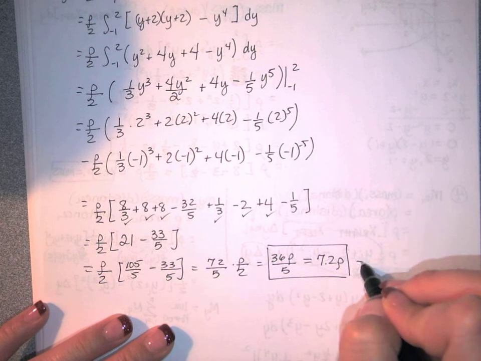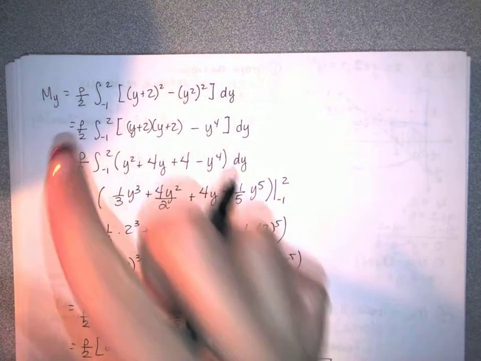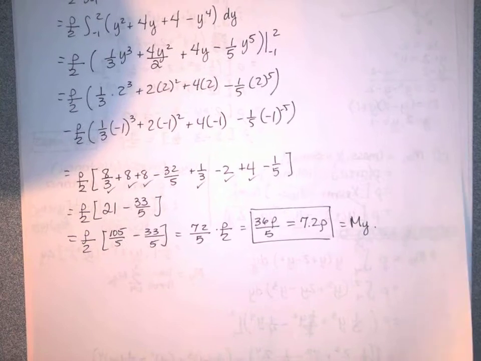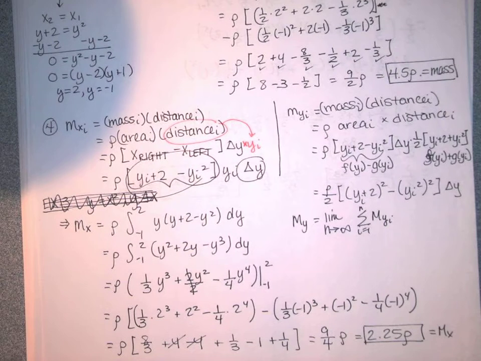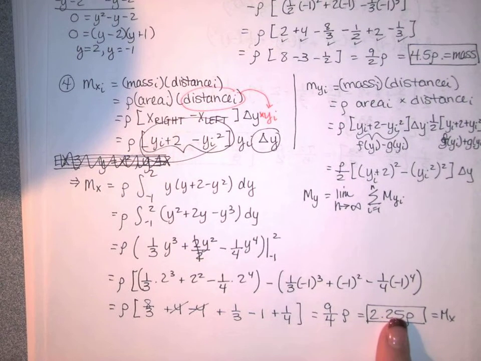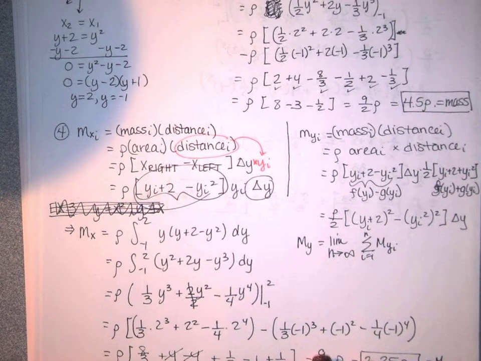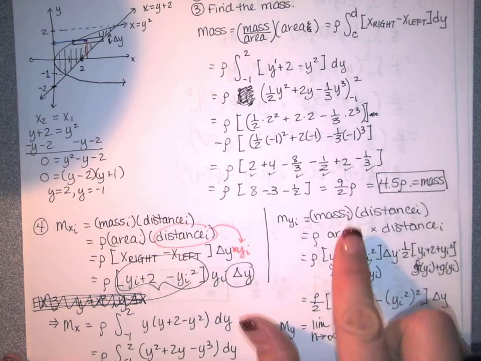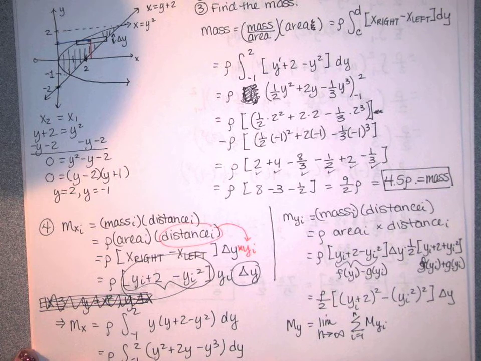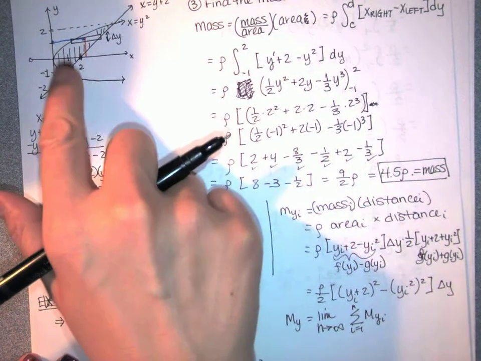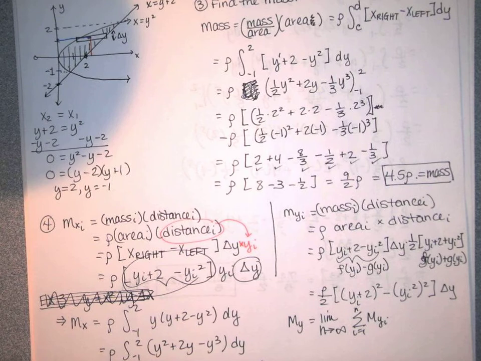What was this again? Moment about the y-axis. Okay. So I found a moment about the x-axis, moment about the y-axis on the last page, and I've got the mass right here. And with those 3 pieces, I should be able to find the center of mass. Looking at this, the center of mass has to lie in the middle of that region somewhere. Let's see if we can find it.